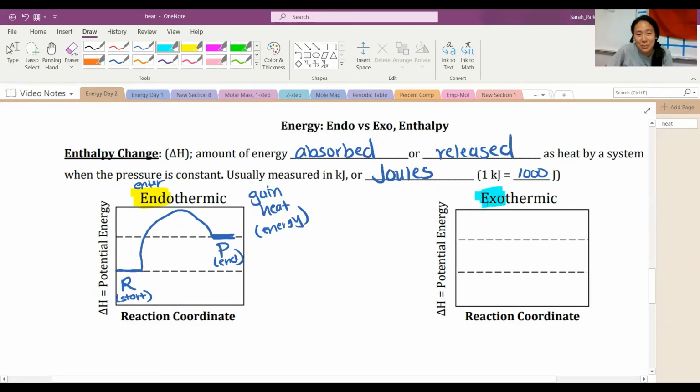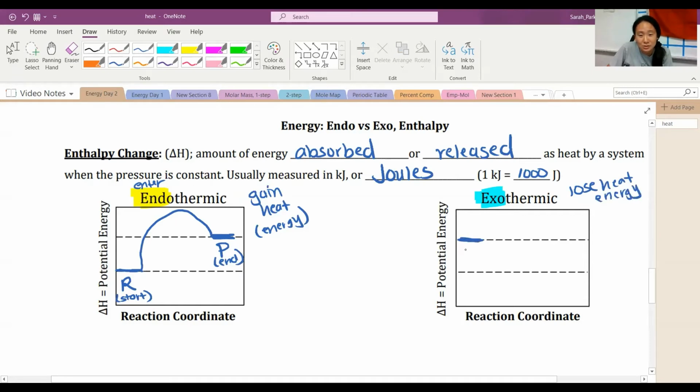If something is exothermic, you are losing heat. Remember, heat is just a type of energy. So here we're starting with a certain amount. R for reactants, this is where we're starting. Then P, products, you would end up losing energy. You end up with less energy. So remember, it's not a straight line. You have to go up and then come back down. You have to jump up to lose that energy.